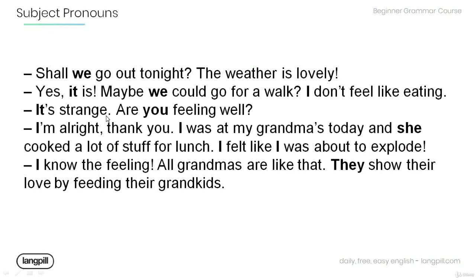Now, here is a short story using subject pronouns. Listen as I read so you can see how they are used in real life conversation. After I'm done, make sure you understand all the grammar and read aloud yourself so that you can work on your own fluency and pronunciation.